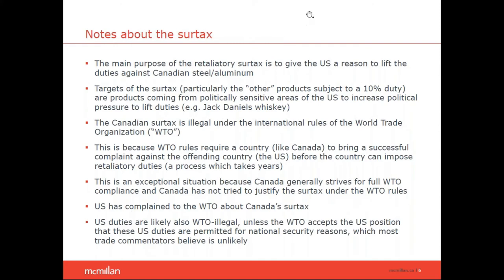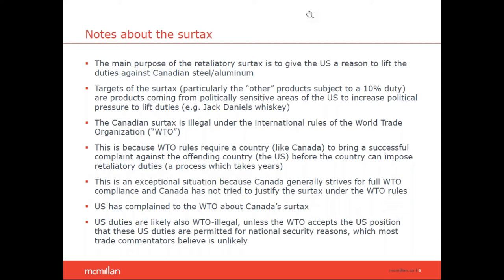So just a few points about the surtax. The idea of the surtax is to retaliate against the U.S., to encourage or even force the U.S. to lift the duties against Canadian steel or aluminum. Now, targets of the surtax are either steel or aluminum, in the interest of reciprocity. They've imposed duties on our steel and aluminum. We impose duties on their steel and aluminum.